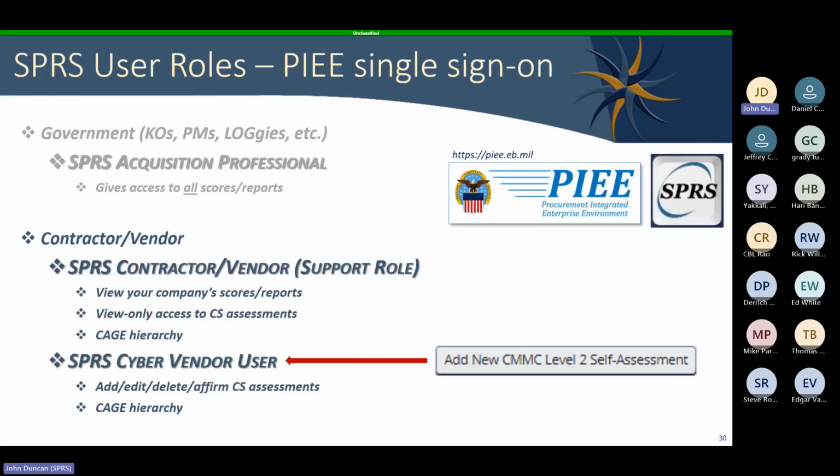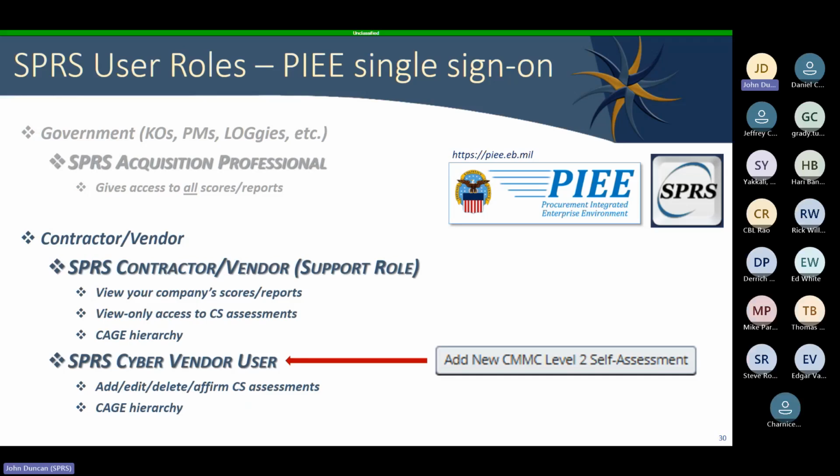So these are the roles. I show this to everybody at the top. You can see grayed out what the government role has, but you're looking at the two roles for the contractors and vendors. Most folks have a SPRS contractor vendor role, the support role. This is the one where you can see your quality and delivery scores, your supplier risk scores, and you can view your hierarchy and you can view your NIST and CMMC results, but you can't enter them. If you want to enter them, if you want that button that you see on the right, this is where you need the SPRS cyber vendor user role. That allows you to edit them, add them, and you can also see the CAGE hierarchy. Remember, you can have both roles. It's going to be up to your company to decide if you should have both. And that's in PIEE. You see the link there.